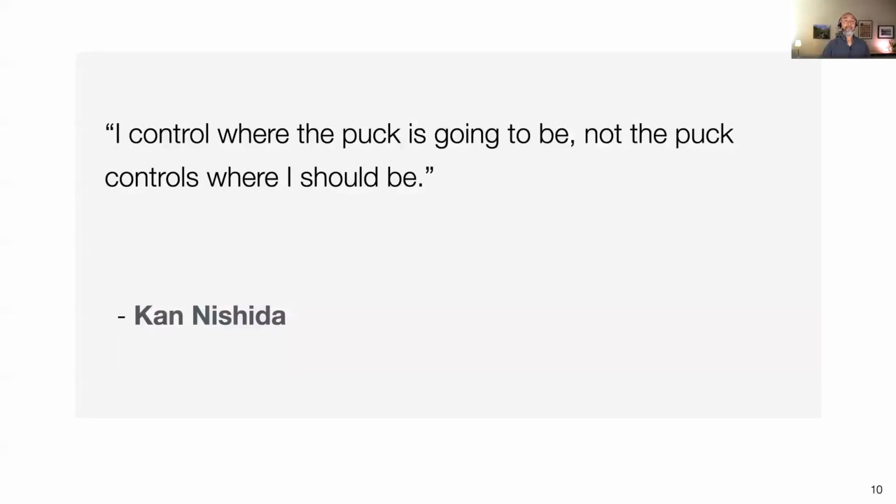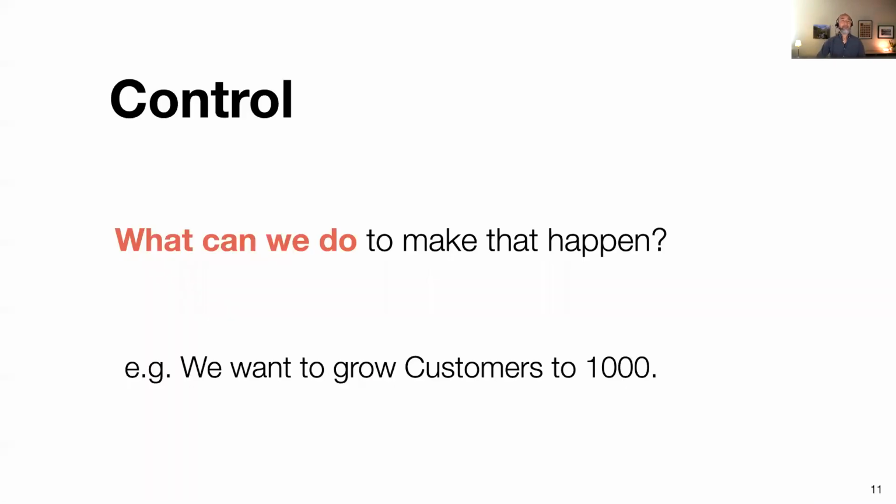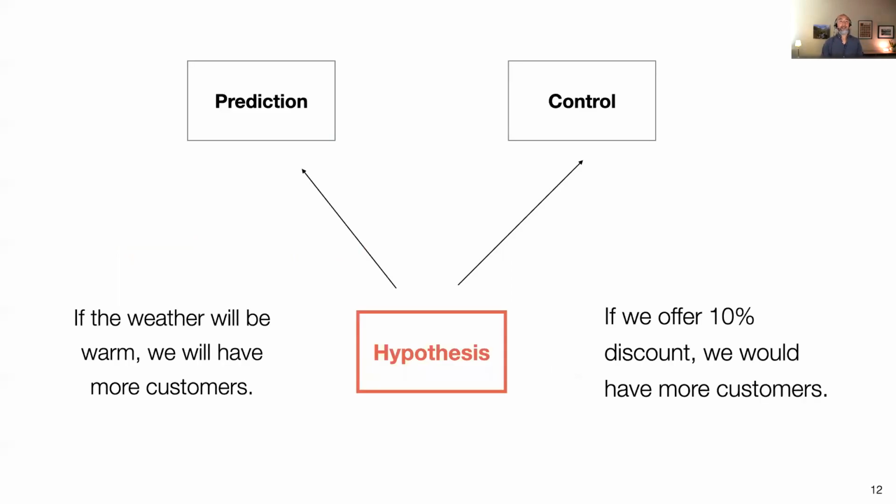But I would go further to say, I control where the puck is going to be, not the puck controls where I should be. I put the word control, and obviously this sounds cool, but it's very hard to control. And probably that's why I never became a good ice hockey player. But this is about control. So not just predicting, but you want to make the future the way you want. So what can we do to make that happen? Let's say you want to have 1,000 customers by the end of this year. What can you do to make that happen? So that's control. So either you predict or you control, you want to start with a hypothesis.